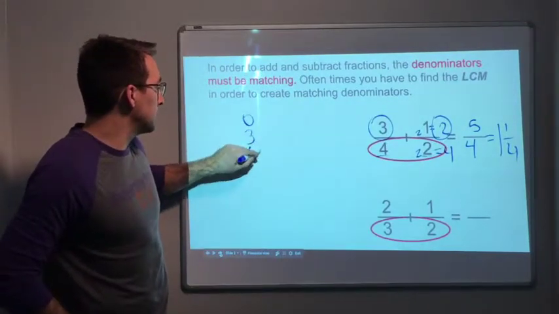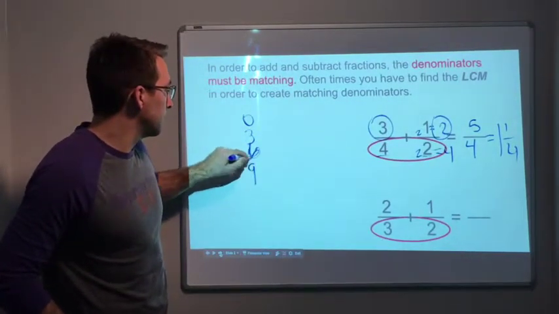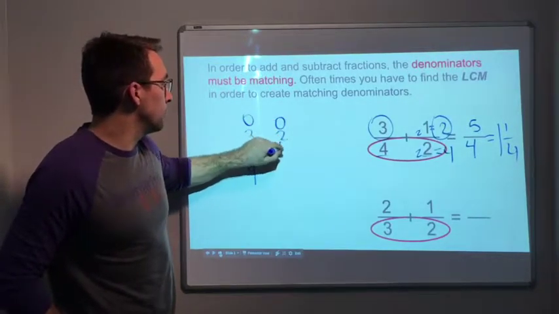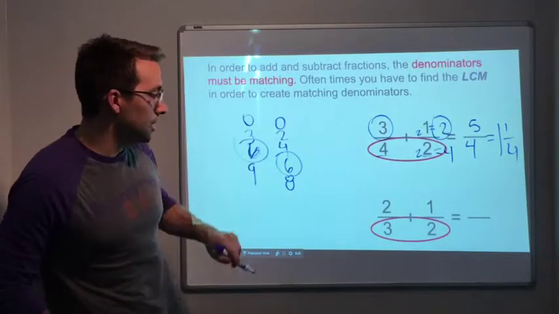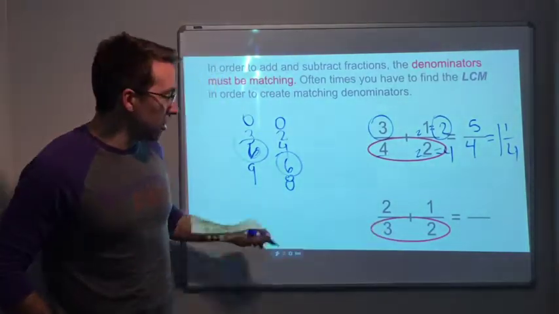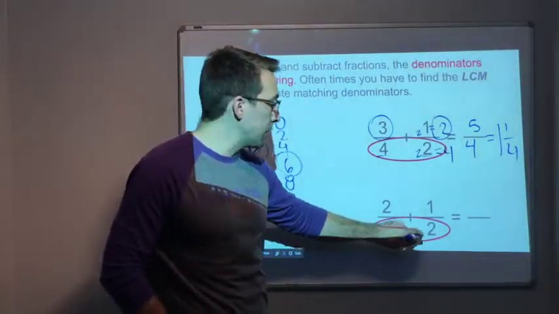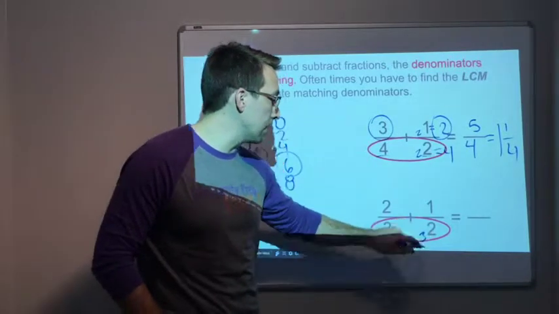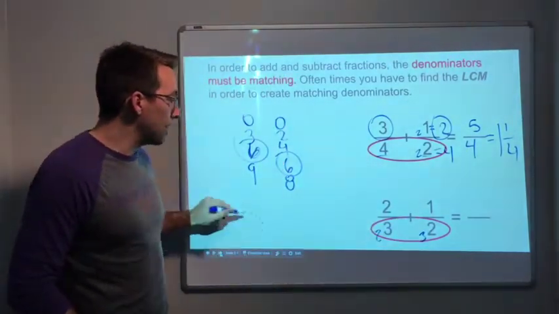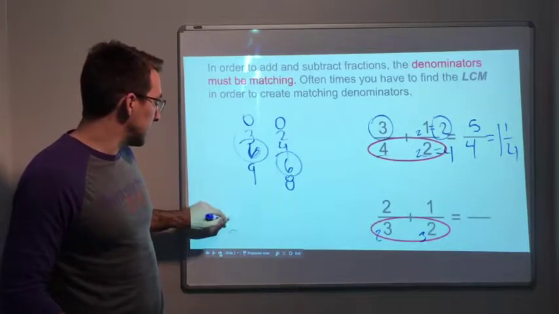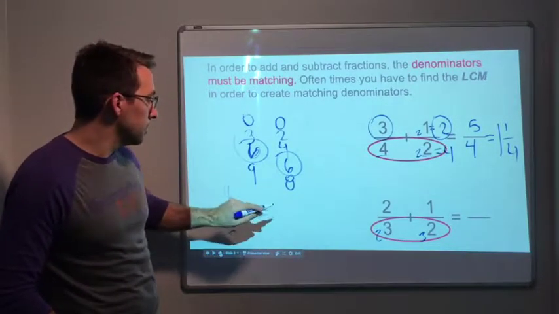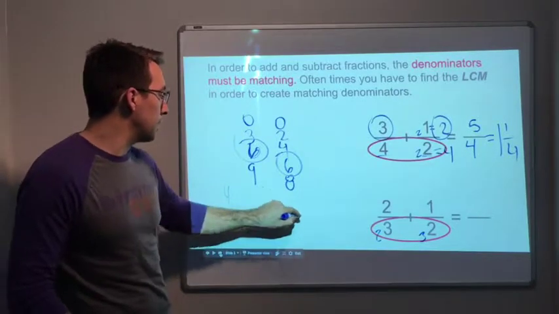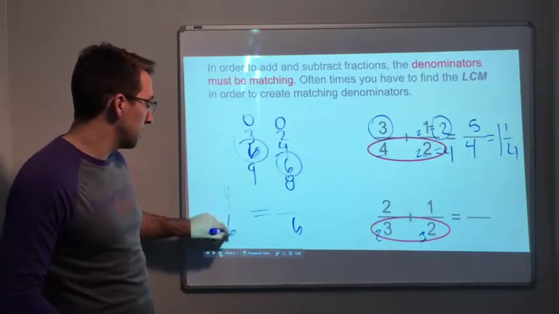All right, so right here, let's take a look at 3 and 2. 0, 3, 6, 9. 0, 2, 4, 6, 8. Oh, look, 6. Here it is. So what does that look like on the fractions? That looks like multiplying 3 times 2 and multiplying 2 times 3. So I'm going to bring that back over here. 6. 2 times 2 is 4, all right? And then here we're going to have 6 again.